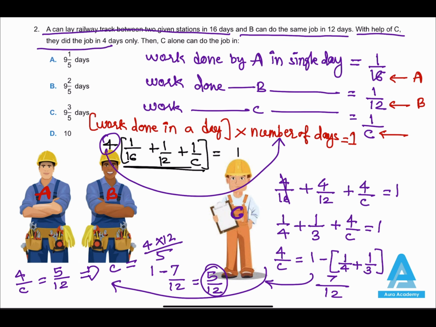So the answer is 48 upon 5, that is 9 and 3 by 5. So this is our answer.